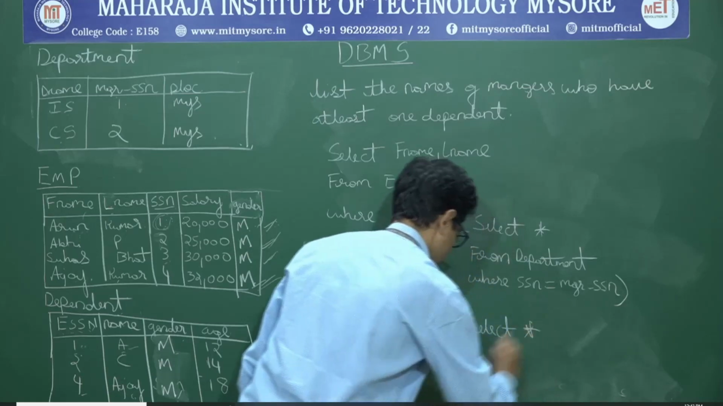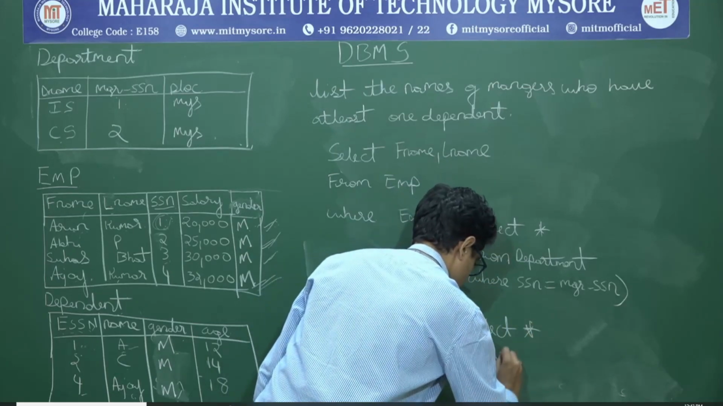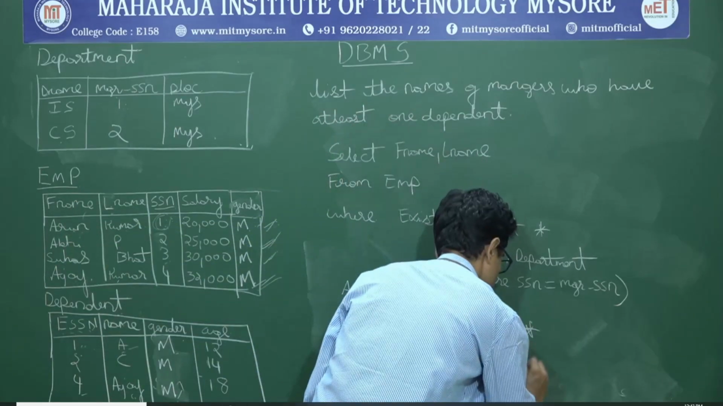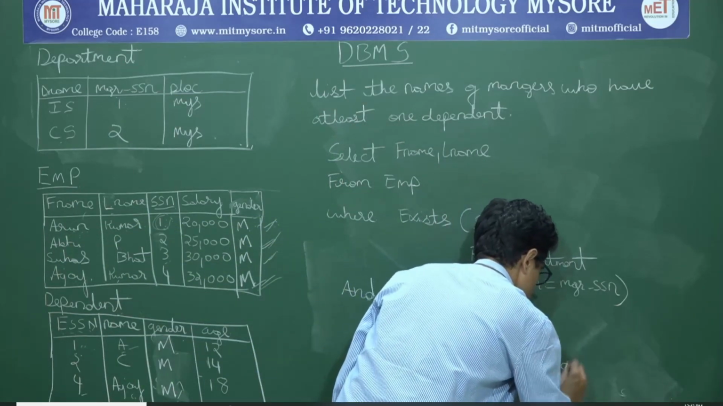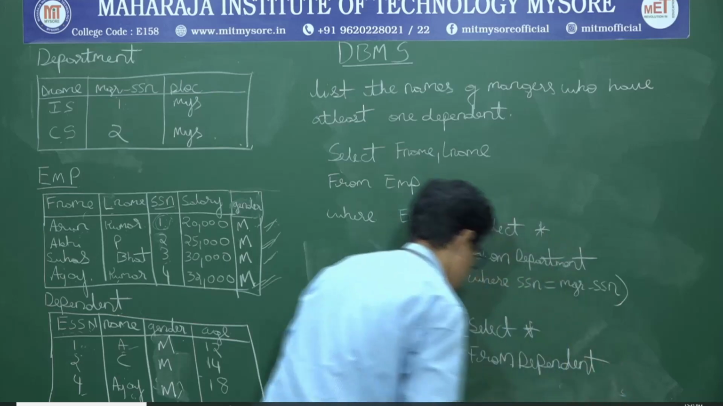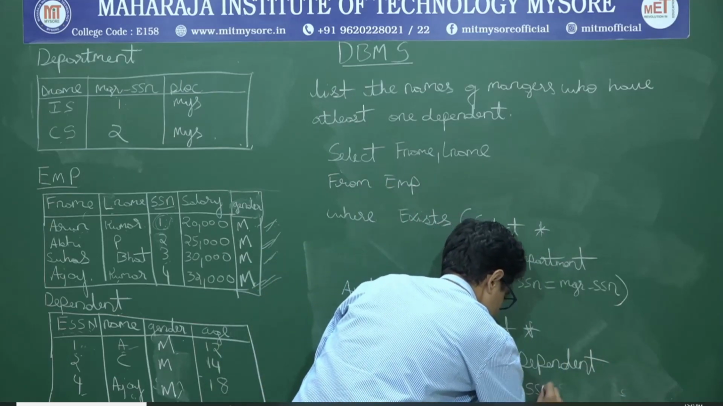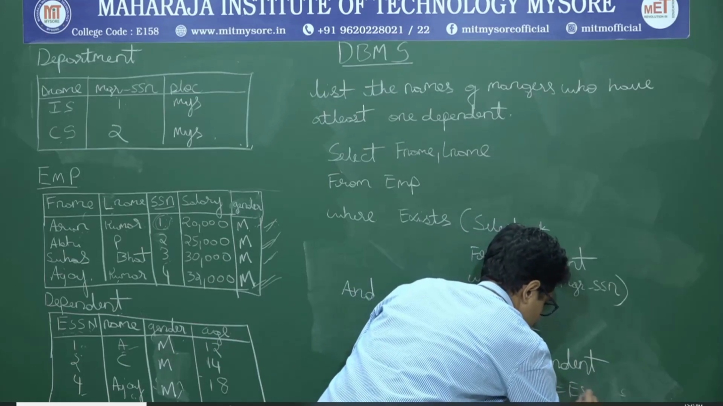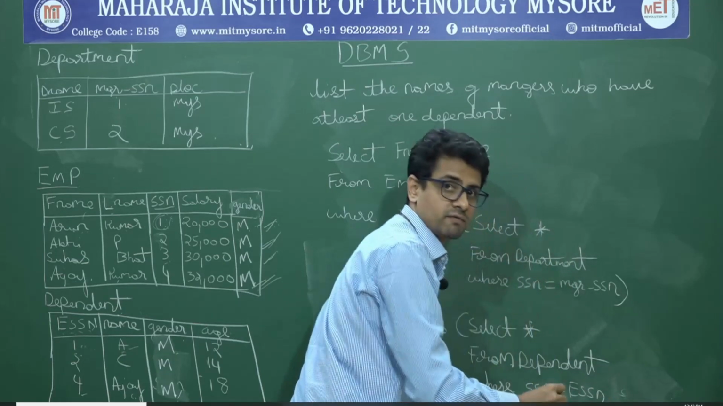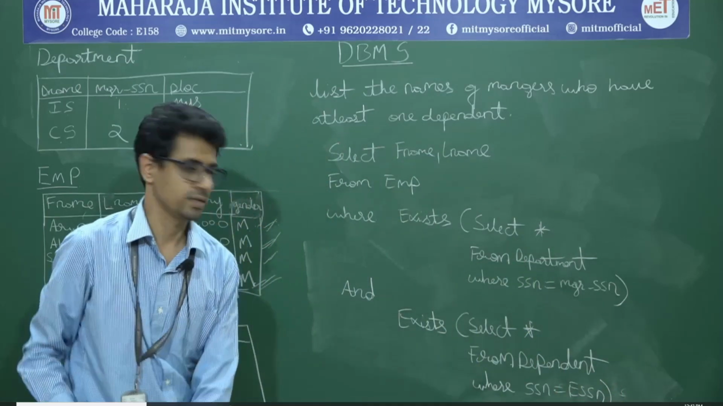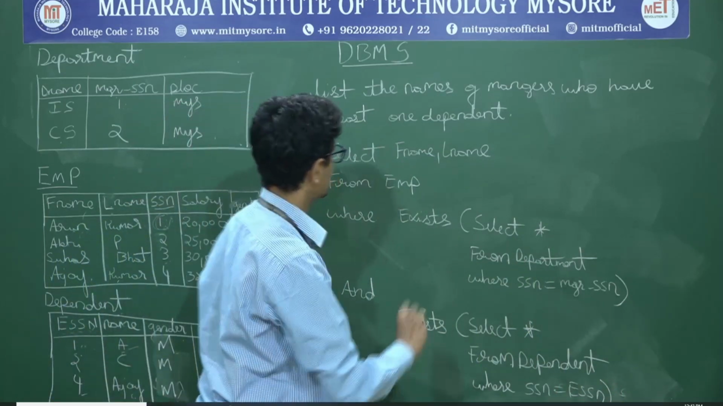Select star from which table? Dependent. From dependent where SSN equals ESSN, where SSN equals ESSN. Hope it is visible. Yes. Okay, finally, yeah.